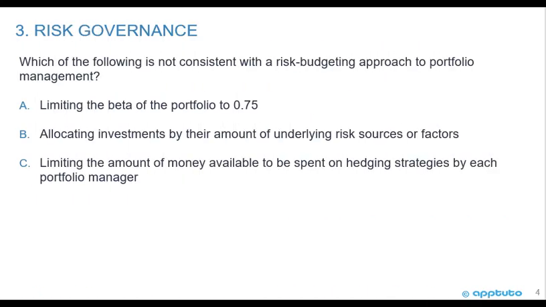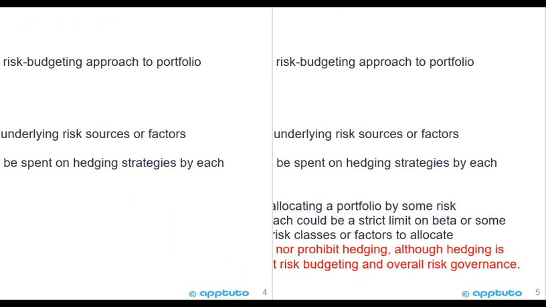We'll finish this LOS with a quick little practice question. Which of the following is not consistent with a risk budgeting approach to portfolio management? A. Limiting the beta of the portfolio to 0.75. B. Allocating investments by their amount of underlying risk sources or factors. Or C. Limiting the amount of money available to be spent on hedging strategies by each portfolio manager.